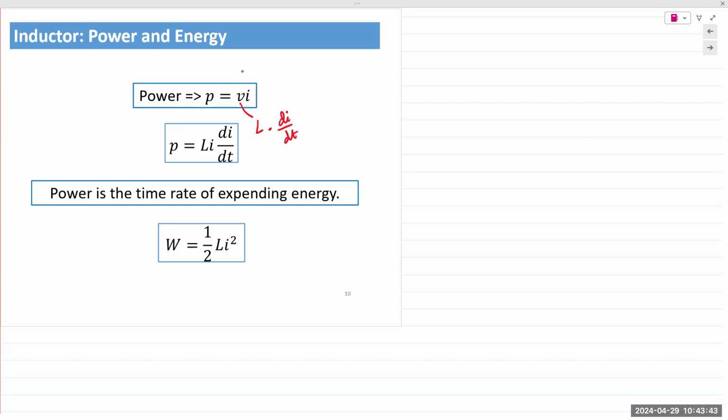And then, of course, power is the rate at which work is done. That's energy. And so W is half L i square.